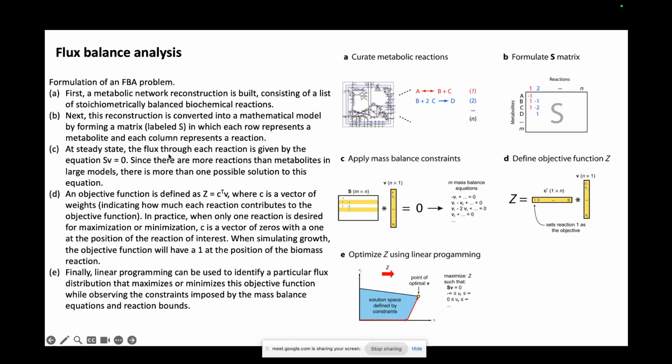At steady state, the flux through the given reaction is given by the equation Sv equal to 0. We talked about that in the earlier slides. Since there are more reactions than metabolites in large models, there is more than one possible solution to this equation, as we discussed. Now an objective function is defined where Z equals c transpose v, where c is a vector of weights. When you talk about weights in a network or in a matrix, it indicates how much importance a particular element has in the context of the whole thing. It can be a network or it can be an equation, a simple one-dimensional reaction.